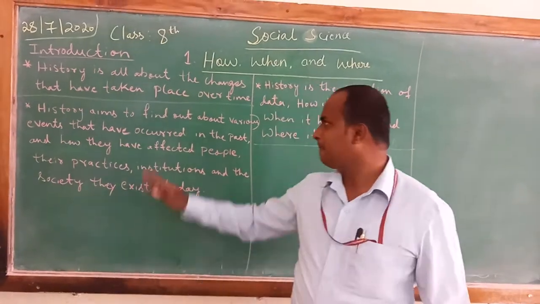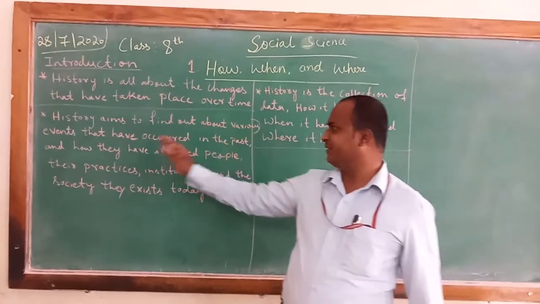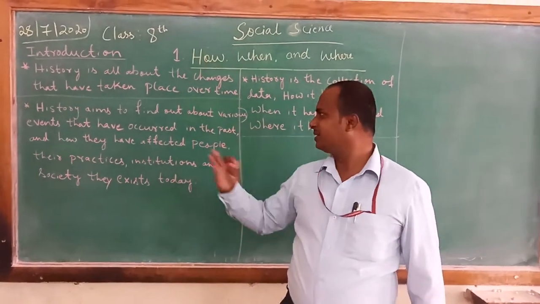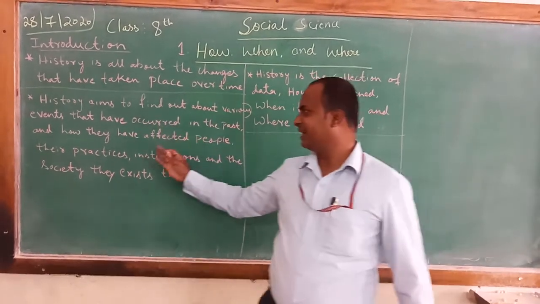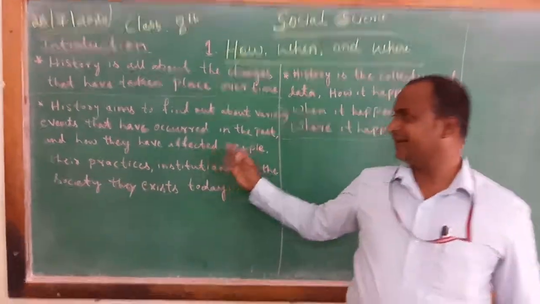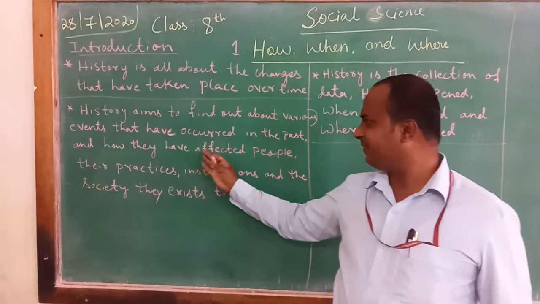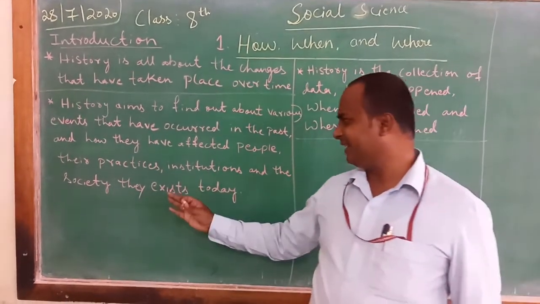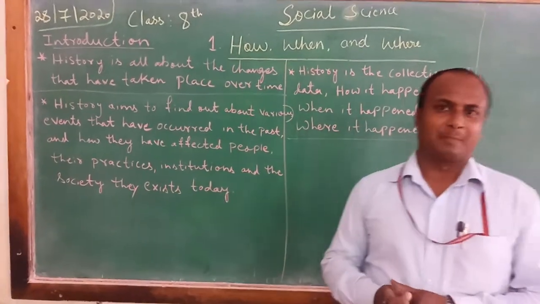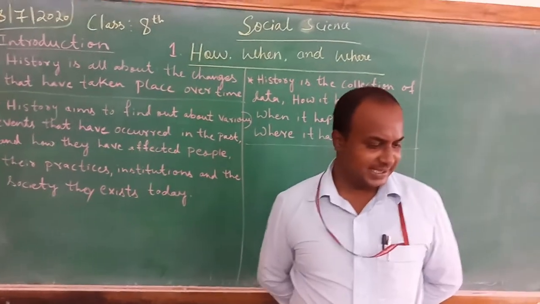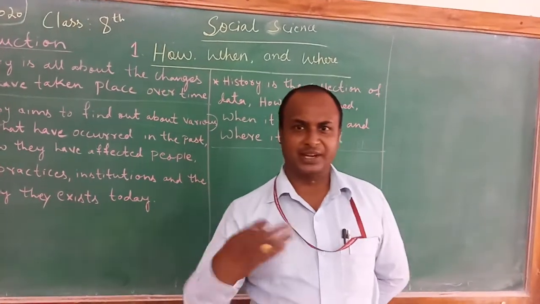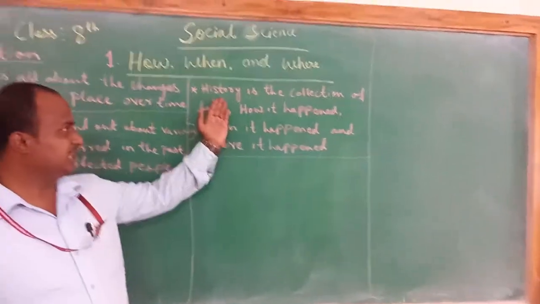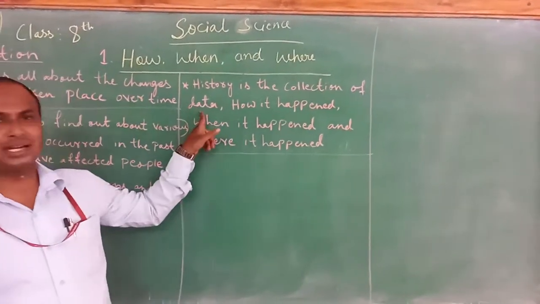I repeat once again. History aims to find out about various events that have occurred in the past. Whatever events have occurred in the past all come under history, and it also finds how they have affected people's lives, their practices, institutions, and the society they exist in today. History is the study of past and present events. Here, history is the collection of data.